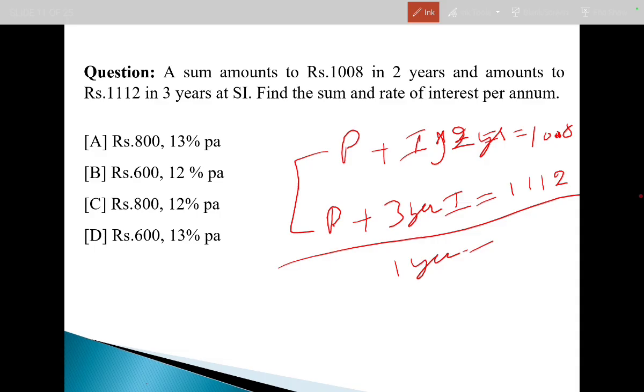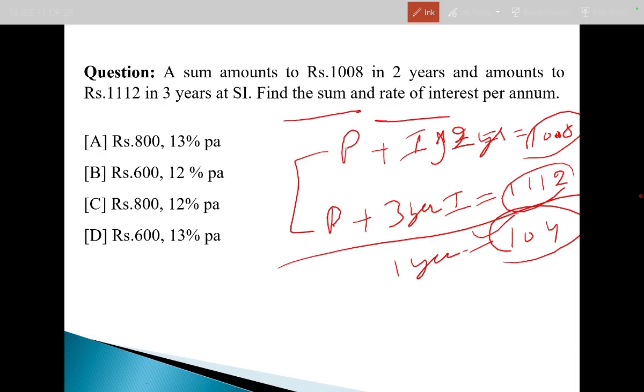From this, I need to do 1112 minus 1008, so basically the difference is 104, which is the 1 year interest. If the 1 year interest is 104, I have to figure out the sum and the rate of interest per annum, both things I need to figure out.